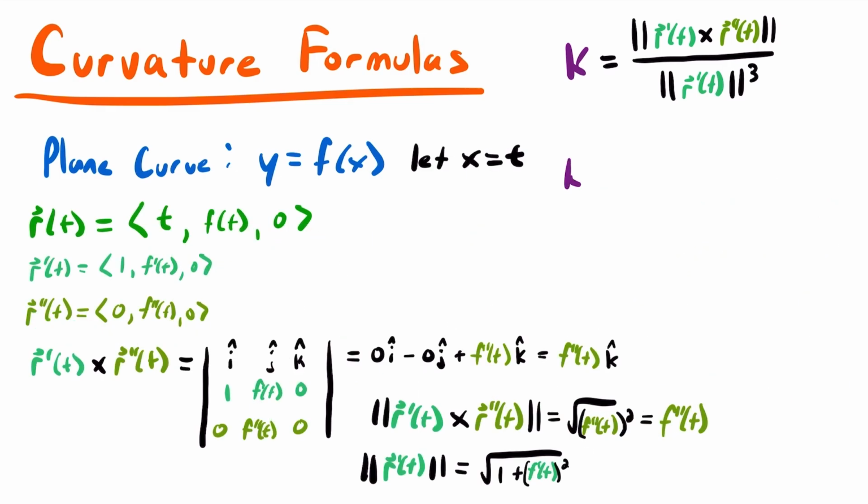The curvature k will be equal to the magnitude of the cross product of the first and second derivatives, which we found was f double prime of t. But remember, curvature is a non-negative scalar value. It's always going to be positive. So we want to take the absolute value of that function to ensure that we just get a magnitude and no sign attached to the value. So we'll have the absolute value of f double prime of t, and then we are dividing by the magnitude of the derivative of the vector function cubed.